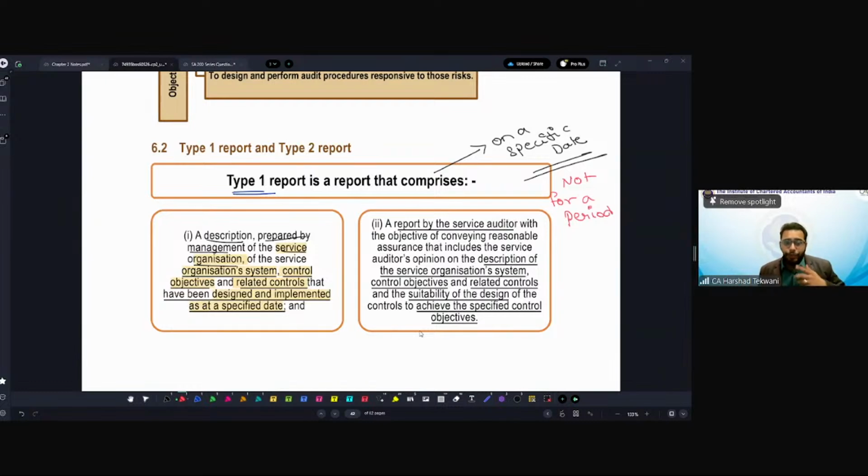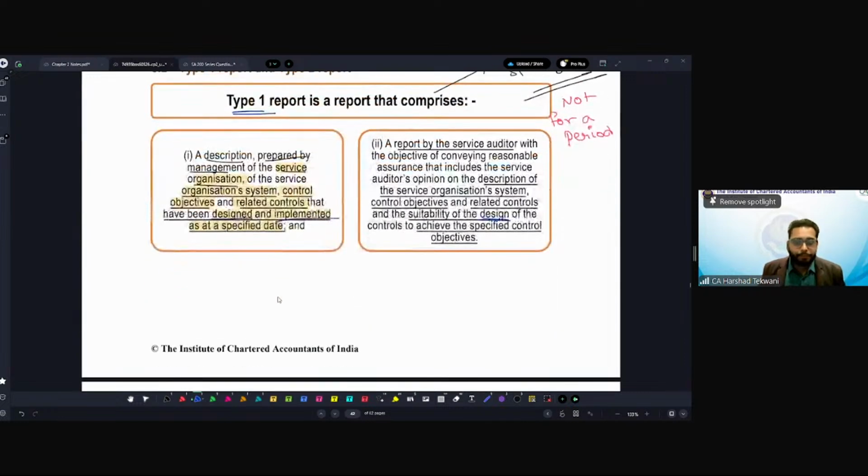That's why we only talk about design of the controls and implementation of the controls. If you see the wordings, we never talk about operating effectively throughout the period. Those wordings are not there because we are talking about a specific date. When the report is of a specific date, how can you say that they were operating throughout a period?